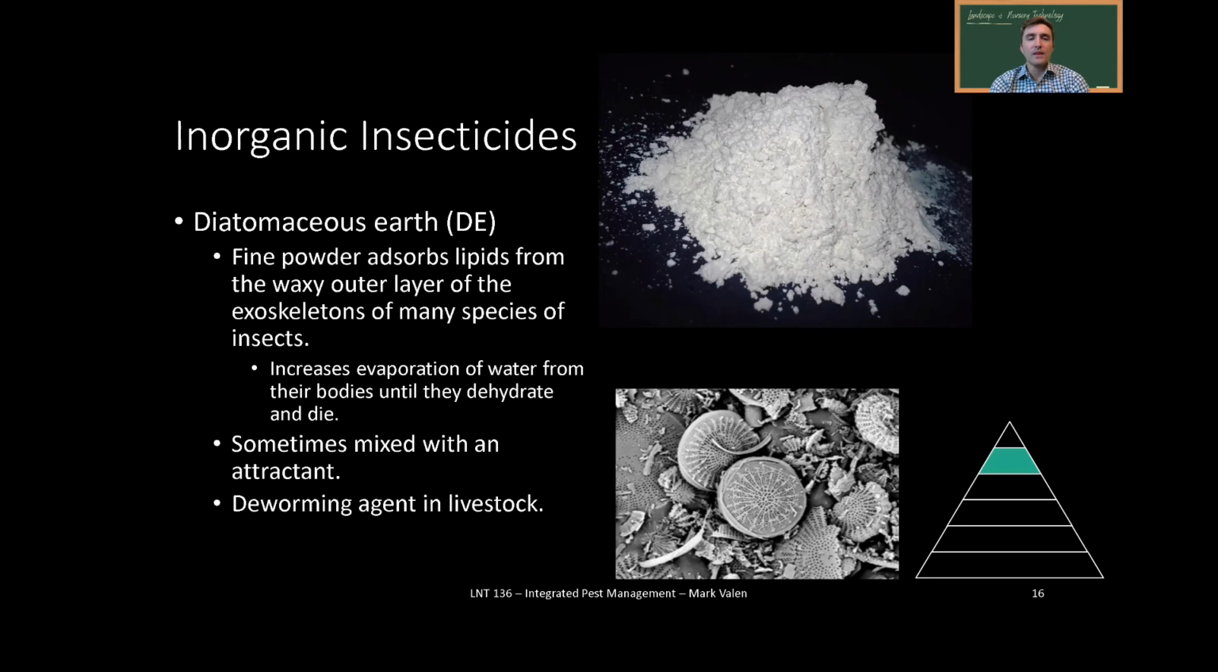And this sharp kind of powder causes little cuts on a wide array of insect exoskeletons. And what it ends up doing is it absorbs lipids from the waxy outer layer of the exoskeleton. And this causes increases in evaporation of water from their bodies until they dehydrate and die. And sometimes this is mixed with other things, like some kind of attractant, something that would attract the pests to the powder, encouraging them to walk through it. There you go, makes it a little more effective.